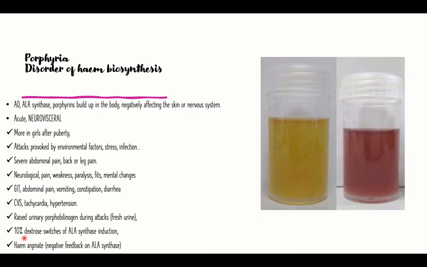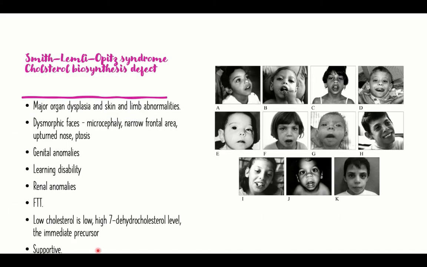Treatment of this acute attack will be by carbohydrate infusion, which shuts down the heme synthesis and so stops the build-up of porphyrins, reducing their level in the blood. Plus the new medication, heme arginate. Heme arginate is given as IV infusion. Also, it suppresses this enzyme and reduces the build-up of porphyrins. So this was porphyria. Now, more rarer errors, to have a small idea about each.